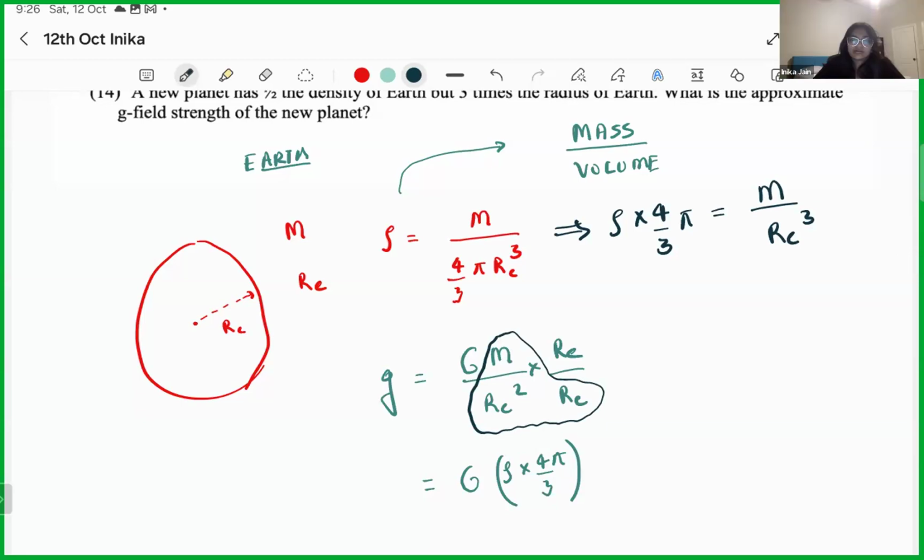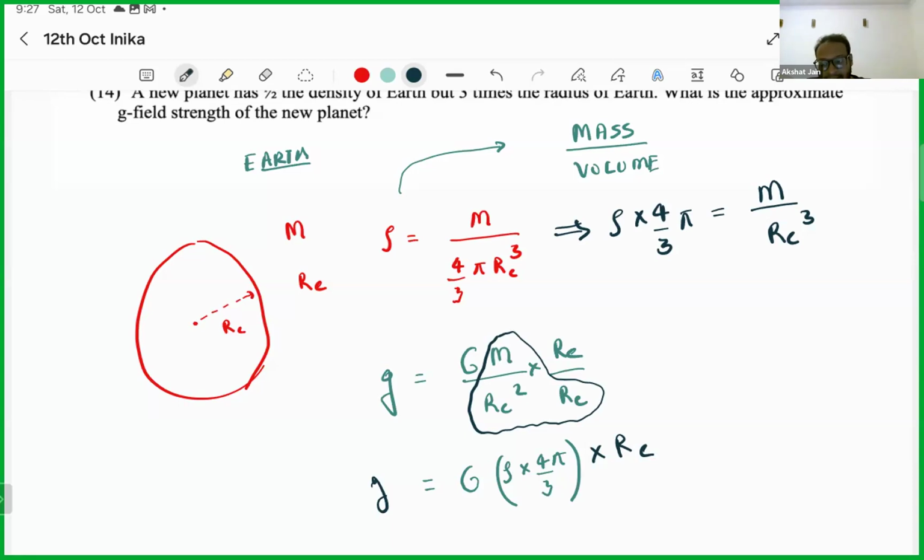In the G, because I want to fit in the density in the G, right? So I have constructed this and I have written M by RE cube as rho times 4 by 3 pi. I know 4 by 3 pi is a constant. Multiplied by RE. This is what G is. So you got G in terms of density and radius now. Initially, you were getting G in terms of mass and radius. Now you have got G in terms of density and radius.